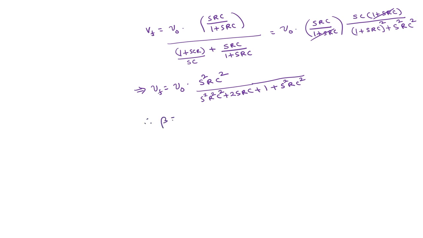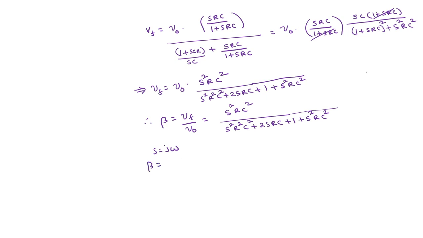So therefore beta is equal to Vf by V naught, this is equal to S square RC square divided by S square R square C square plus 2 SRC plus 1 plus S square RC square. So in order to find out the frequency of oscillations, S should be j omega. So if I substitute S is equal to j omega here, beta becomes, S square becomes (j omega) square, which is equal to minus omega square. Minus omega square RC square divided by minus omega square R square C square plus 2 j omega RC plus 1 minus omega square RC square.